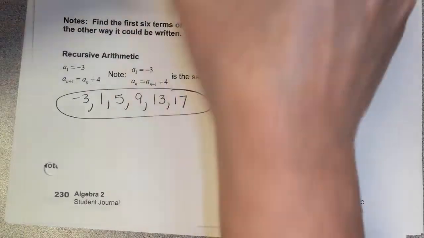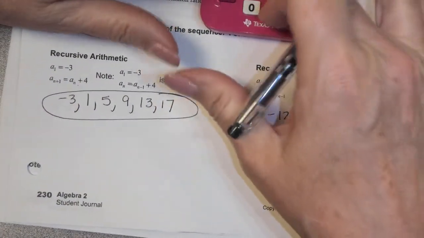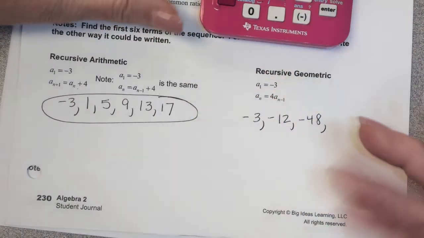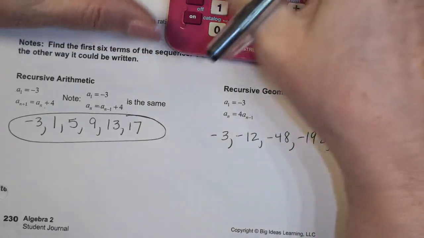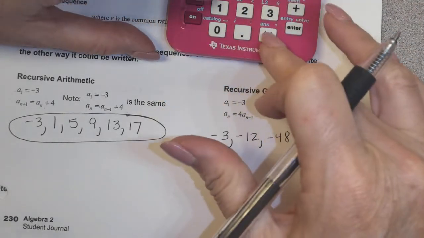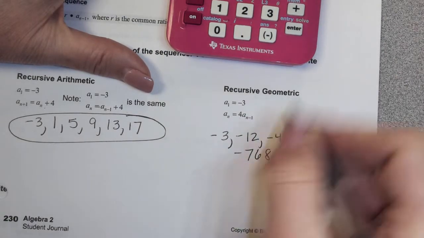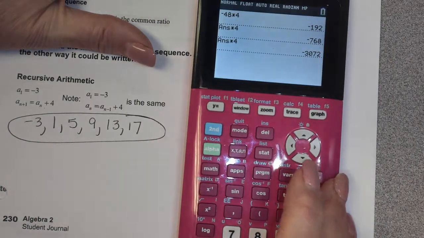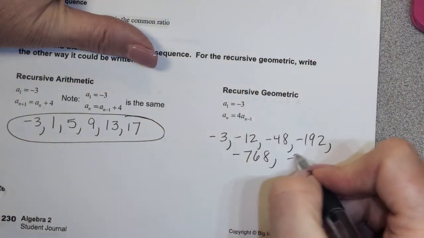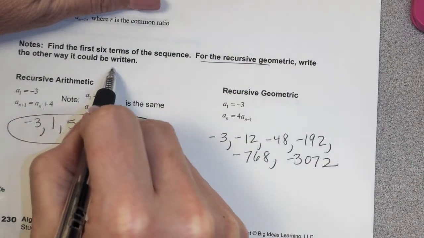We're just going to keep multiplying by 4. No big deal. You probably don't even really need to write these, but just multiplying by 4 every time. We have negative 192. Write another one. Negative 768. And then our last one is negative 3072.